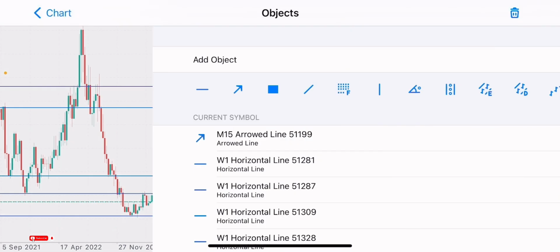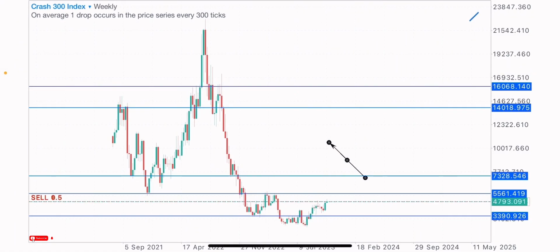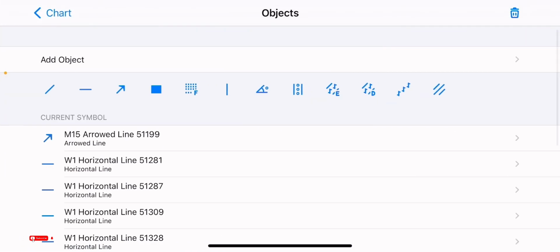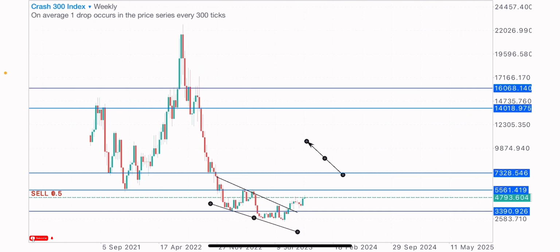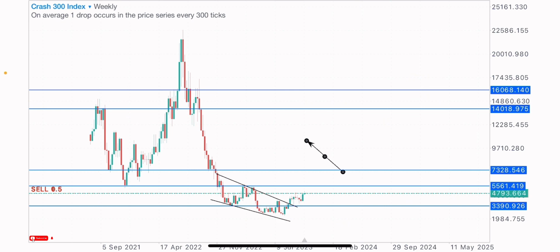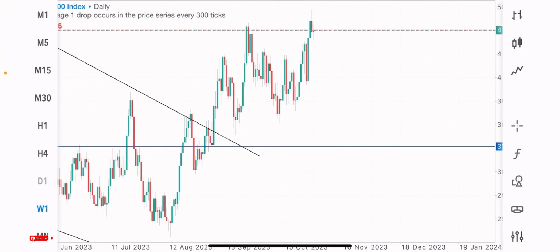So this is the market structure we got. Let's identify it. This is like a descending channel formation, and it is a reversal pattern as well, also a continuation pattern. So this is a descending channel we got at this point, and we can see that price has broken out of this descending channel formation. Let's go to the daily time frame to have a view of this market structure as well.